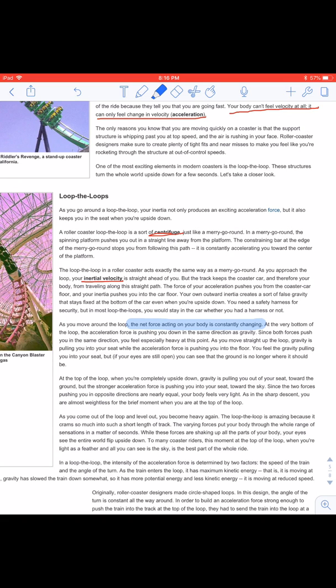The loop is amazing because it crams so much into such a short length of track. The varying forces put on your body through the whole range of sensations in a matter of seconds. While these forces are shaking up all the parts of your body, your eyes see the entire world flip upside down. To many coaster riders, this moment at the top of the loop, when you're light as a feather and all you can see is the sky, is the best part of the ride.